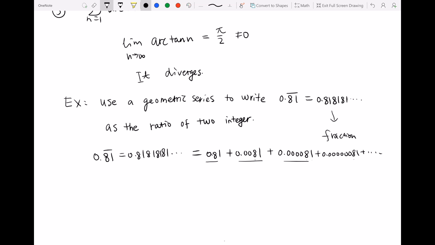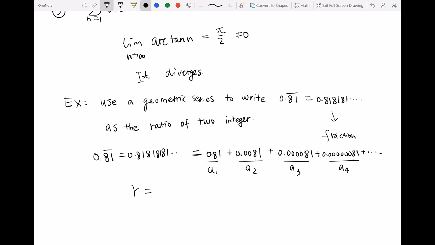Okay. So now, can anyone tell me what's the ratio of this geometric series? This is 0.81. This is the A2. This is the A3. This is the A4. Right? So can anyone tell me what's the ratio? 0.01. 0.01, 1 over 100. Both of you are right.